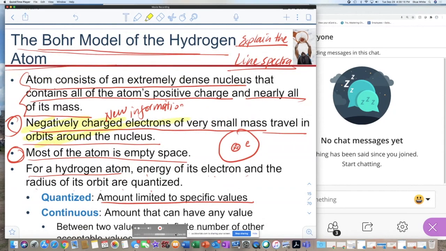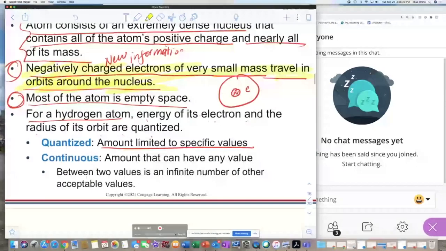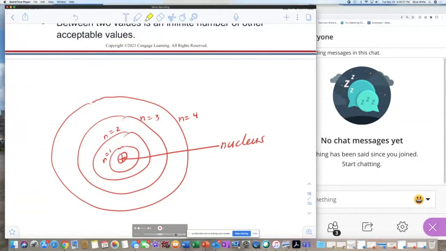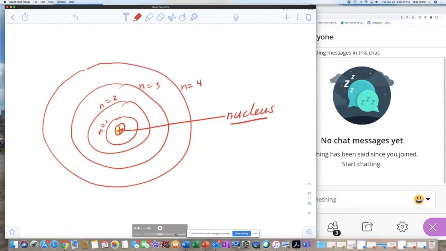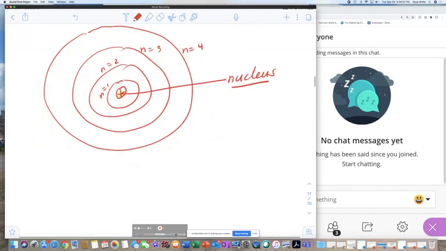Bohr said here that the electrons are very small and they travel in orbits around the nucleus. Let me start with that before I get into this part here. Think about it this way. The way I envisioned this was this central part here was like downtown. And then there were all these circular streets around downtown. So the closer the street was to the center of the town, the lower the energy. In this case, of course, we have a nucleus in the middle, and then you have energy level 1, 2, 3, 4.